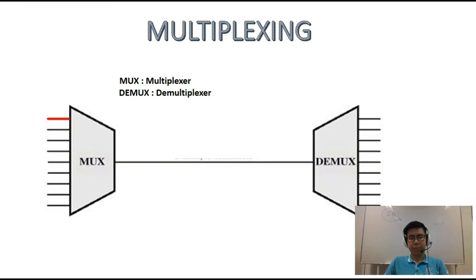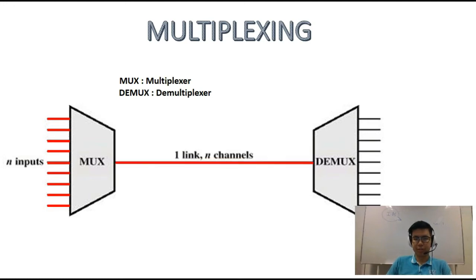So the red color represents a single channel, and a multiplexer can receive many channels or inputs and combine them into a single link of n channels. After the link is transported to the destination, the demultiplexer will separate the link back into each channel. So it's n inputs.